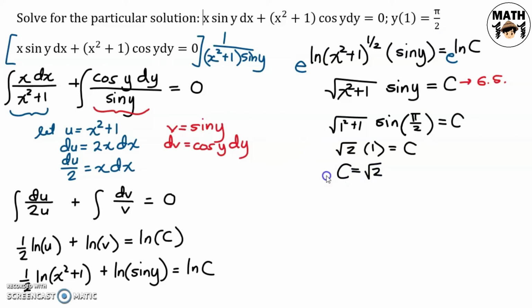Substituting this to our general solution, that will now be the particular solution. Square root of x squared plus 1 multiplied by sin y, that is equal to square root of 2. So, this is now the particular solution of the differential equation.